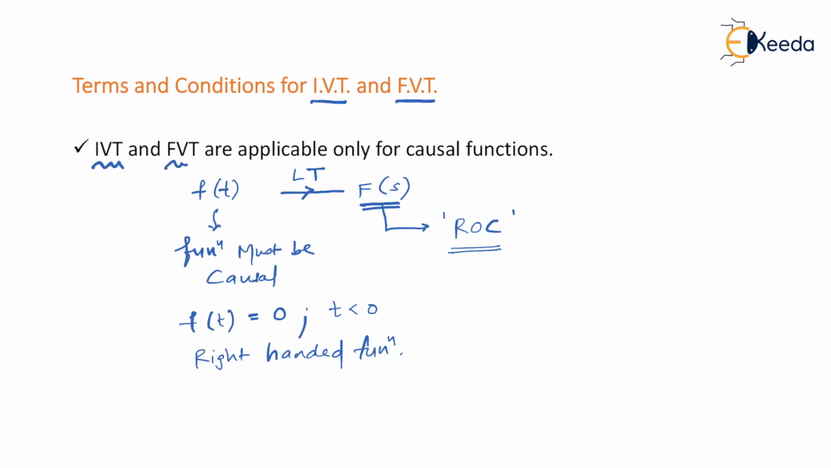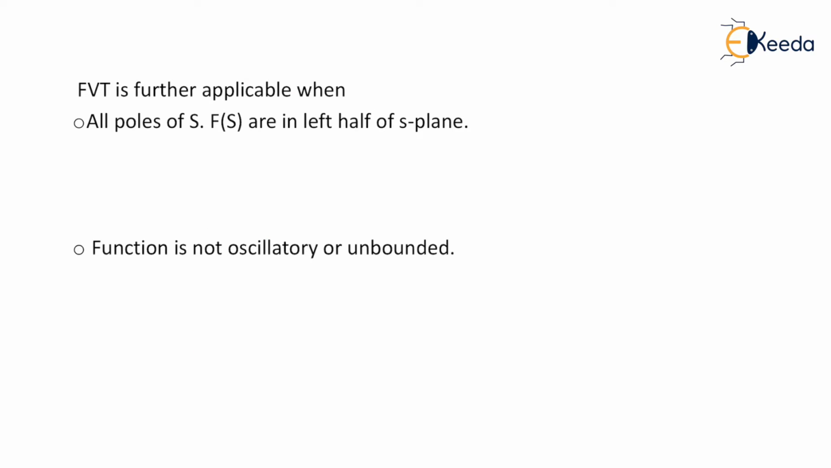IVT and FVT are applicable only and only for causal functions. Those are causal functions which are 0 for t less than 0 in the time domain. On the initial value theorem, there is only one condition, that it should be a causal function. But when it comes to the final value theorem, there are some extra terms and conditions. Let's see. The final value theorem is further applicable when there are two conditions.